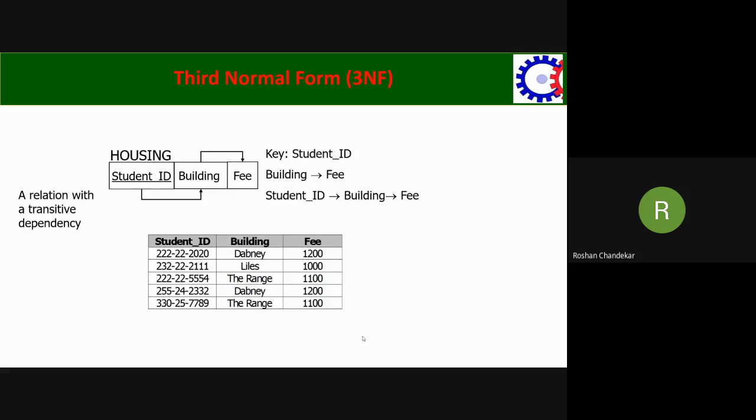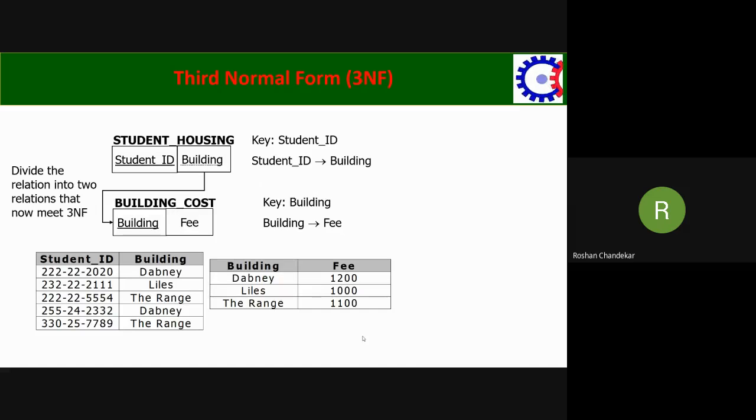So further we can decompose it into third normal form. Look here, we divide the relation into two relations that now meet third normal form. Student ID is related with building, and building is related with fees, so that student ID is related with fees. It is clear in the third normal form.